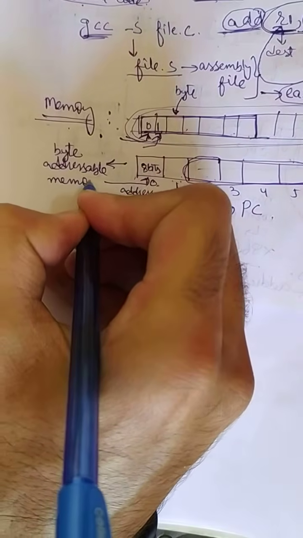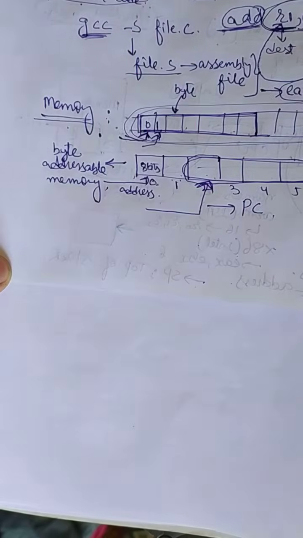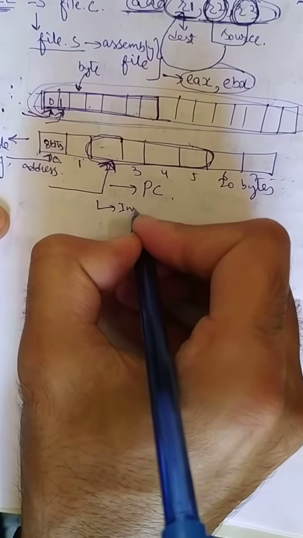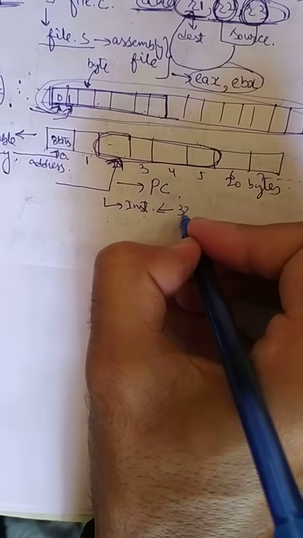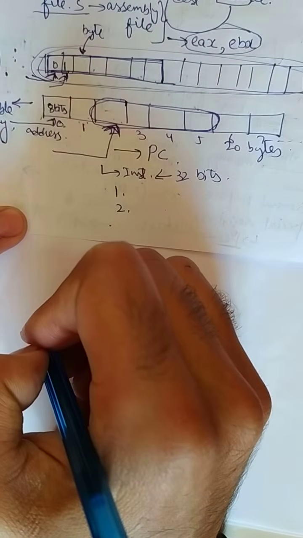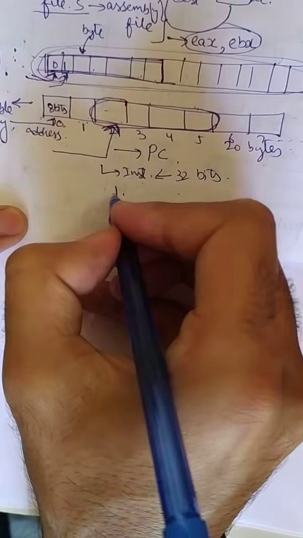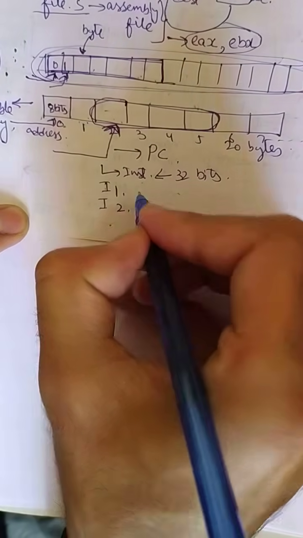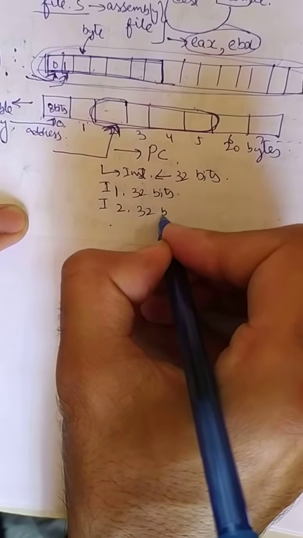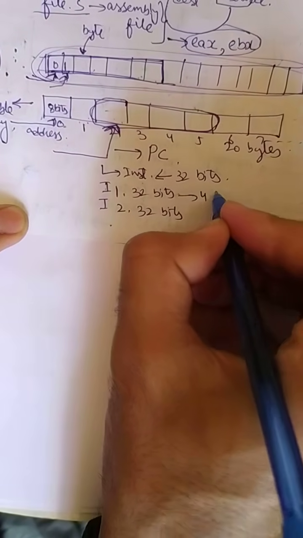Every byte has an address. Okay, let me ask you a simple question here. Let's say we have instructions where each instruction is of 32 bits. Let's say I have two instructions, I1 and I2. Instruction 1 will be of 32 bits and instruction 2 will be of 32 bits. 32 bits means 4 bytes.